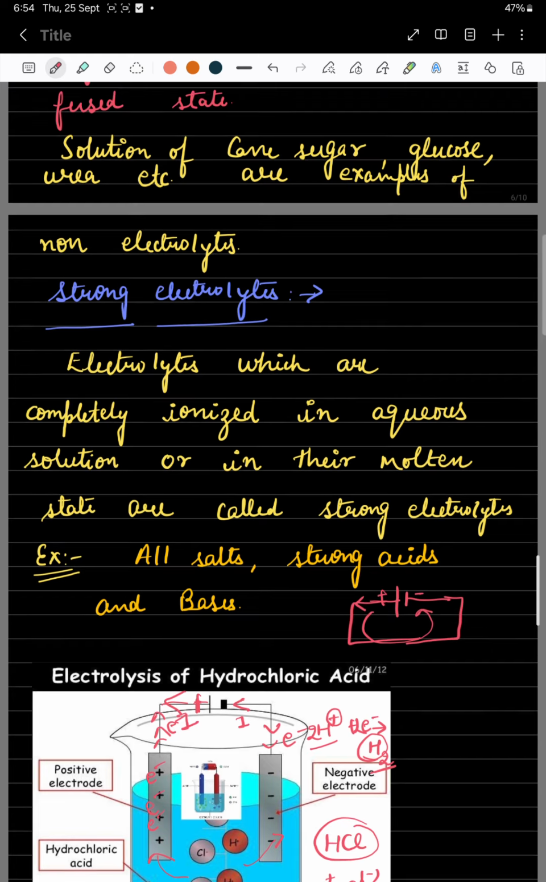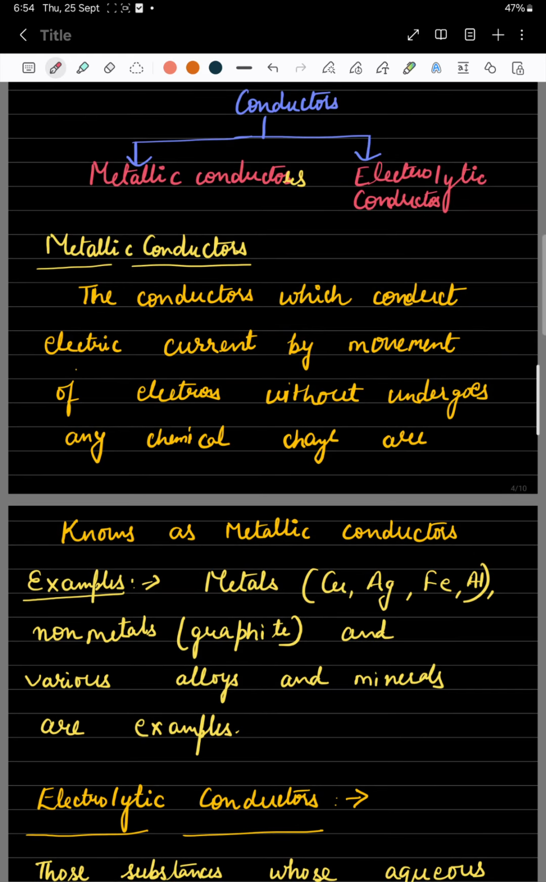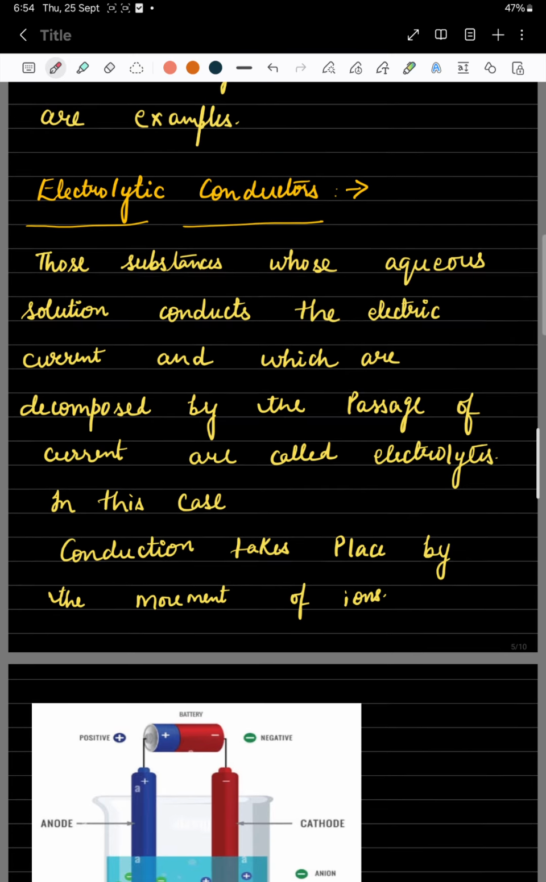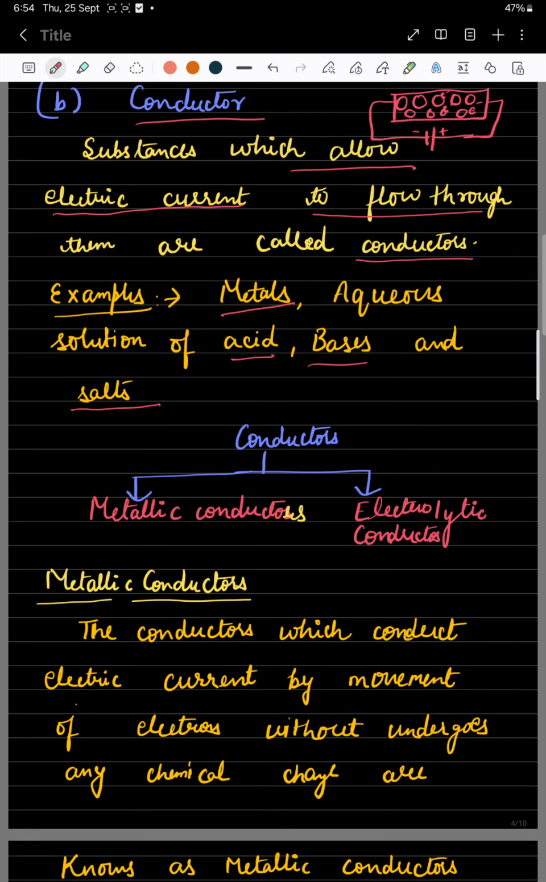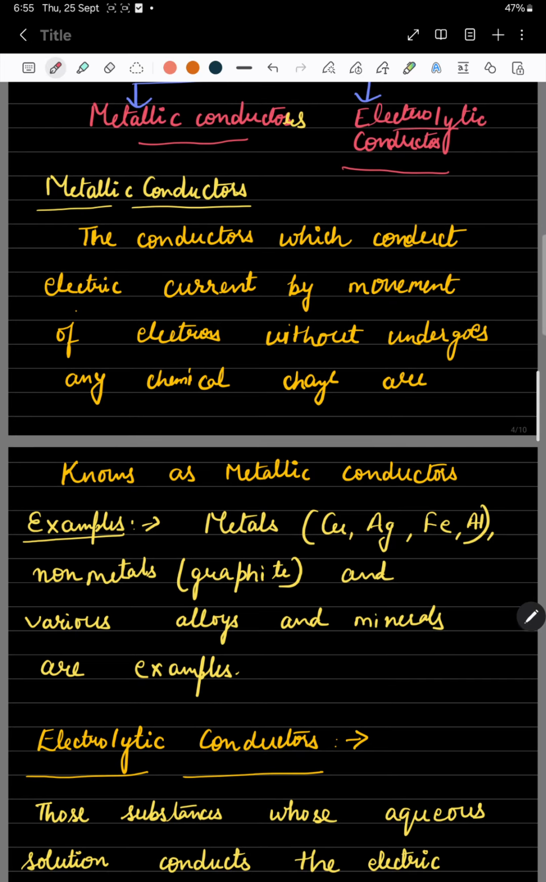Now here we can easily understand they are capable of passing electric current through them. That is known as your what? These are your conductors. Now here conductors are divided into metallic conductors and electrolytic conductors. We can easily understand what the metallic conductors are. The conductors which conduct electric current by movement of electrons without undergoing any chemical change are known as metallic conductors.